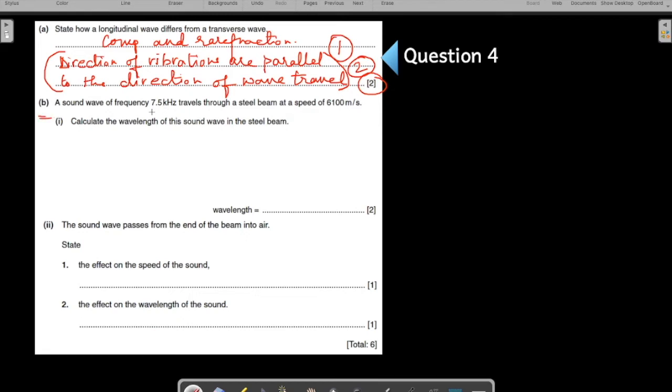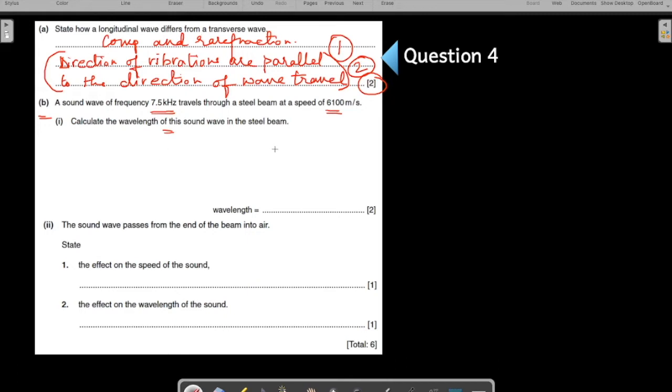A sound wave of the frequency 7.5 kilohertz travels through a steel beam at a speed also given, 6100 meters per second. Calculate the wavelength of the sound wave in the steel beam. So I would highly recommend that before we start the question, you should pause the screen, answer the question and play the video again to look at the solution to tally your working. If there are any mistakes, you'll identify them and you'll know how to write the correct answers.